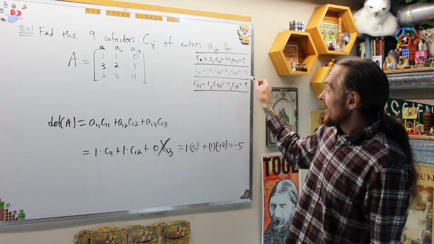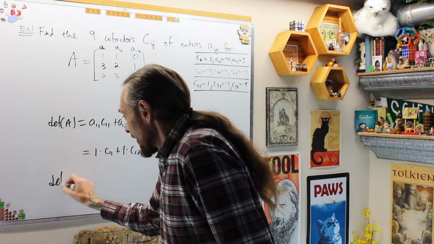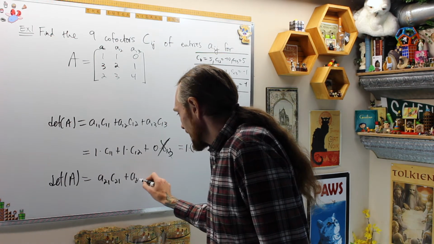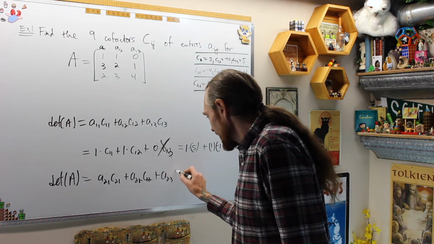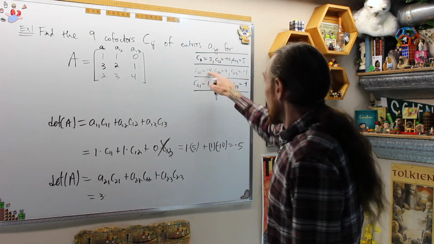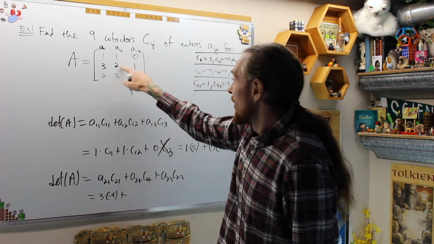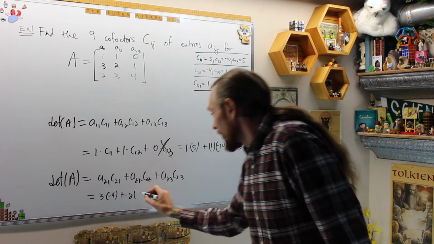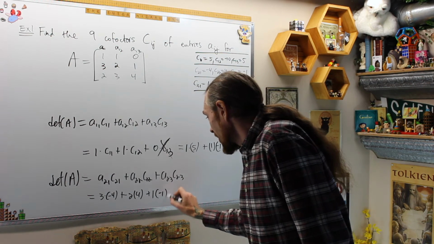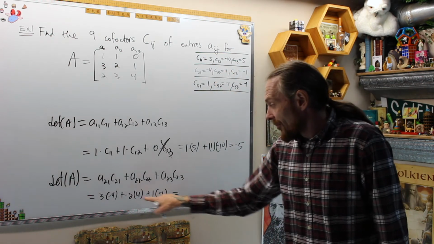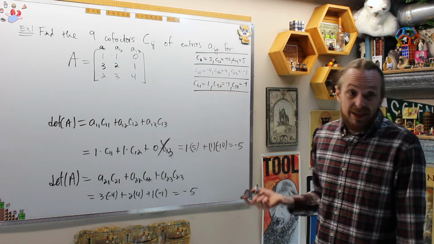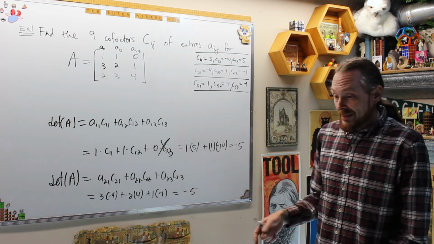Let's use these 3 numbers. Okay. The determinant of A is also equal A21 C21 plus A22 C22 plus A23 C23. And this is equal to 3 times negative 4 plus 2 times 4 plus 1 times negative 1, which gives me negative 13 plus 8, which is negative 5. I computed a different cofactor expansion along a different row, but I got the same number. Let's do it one more time.